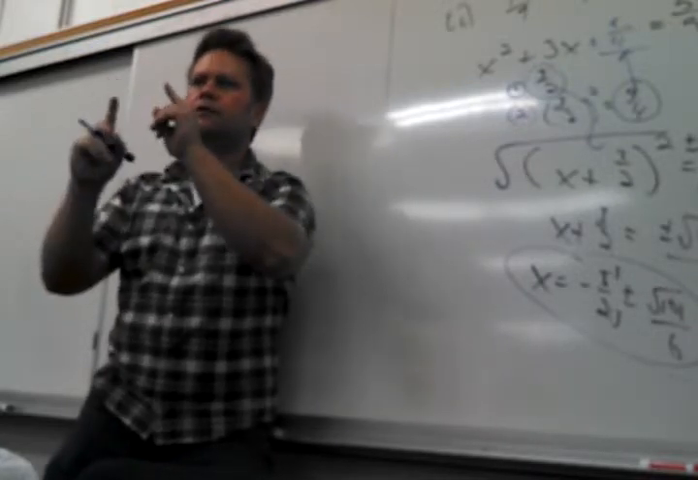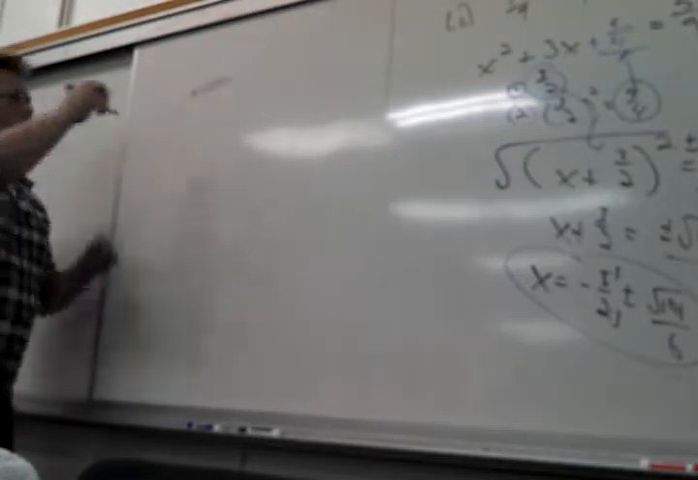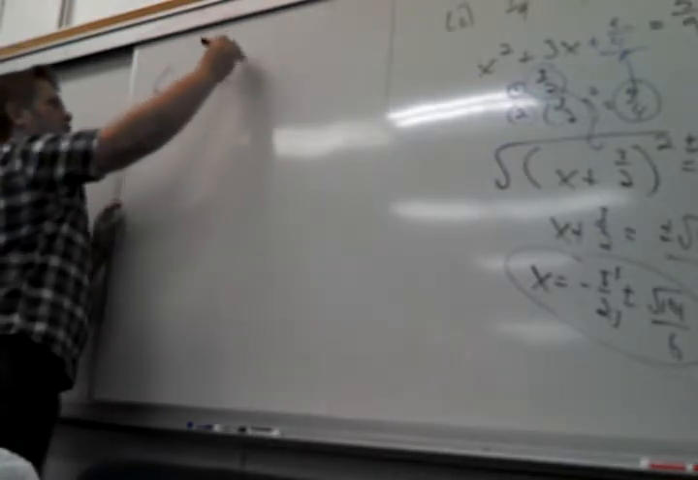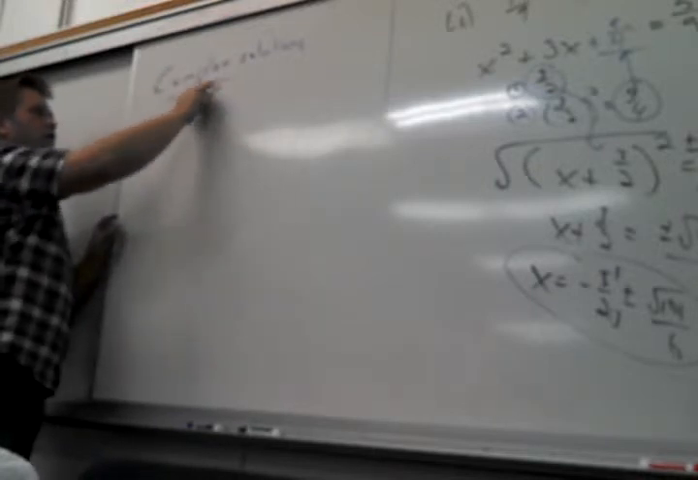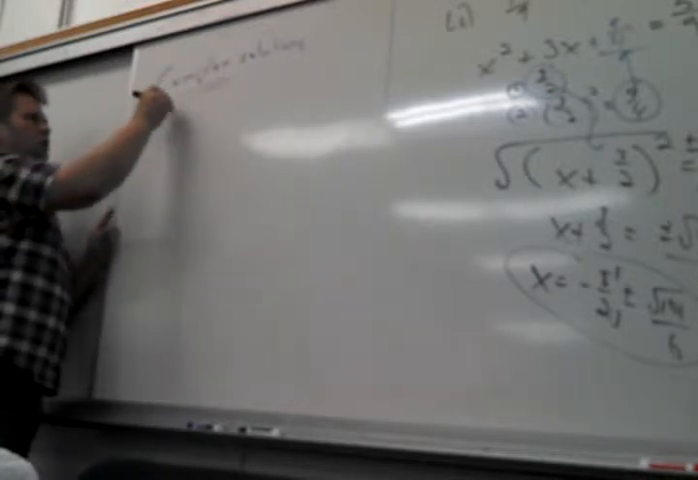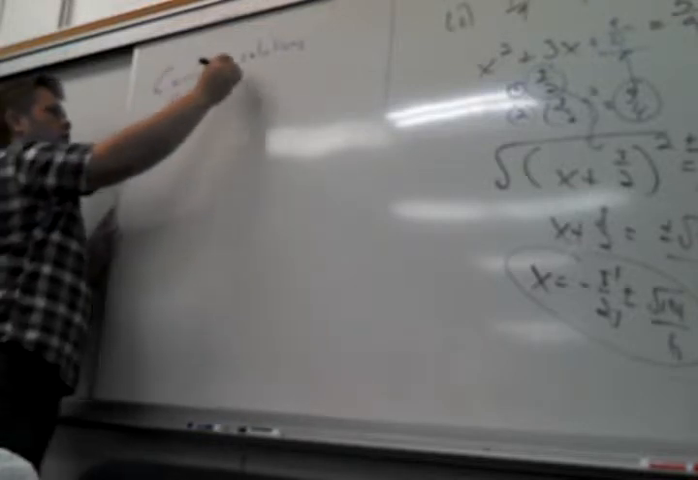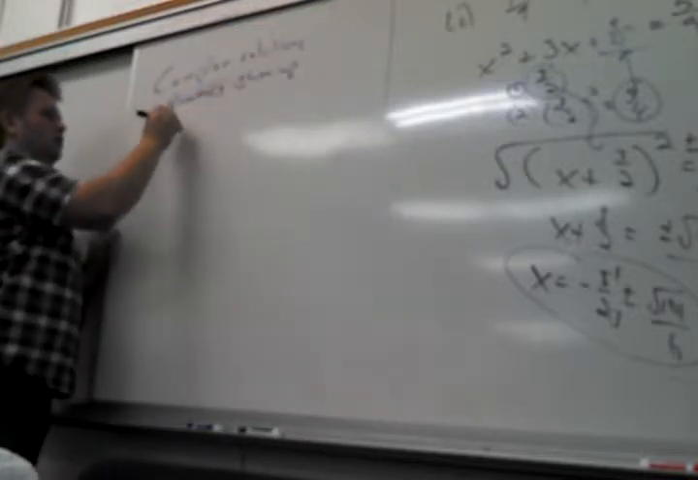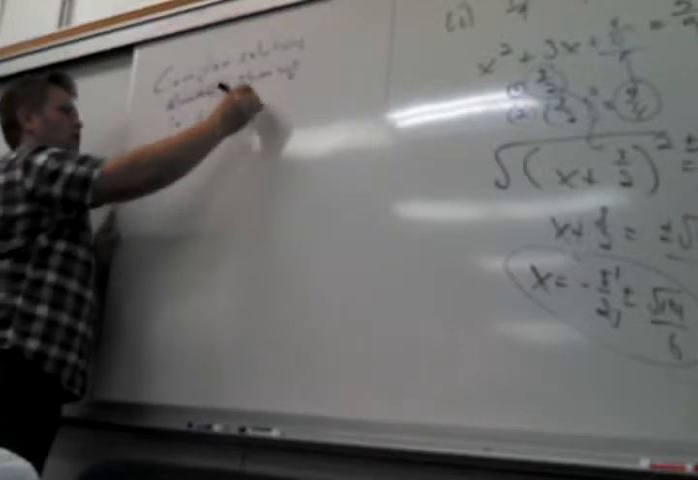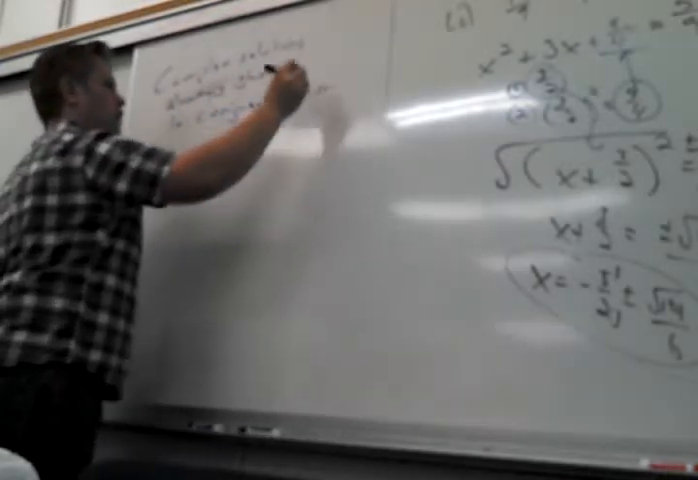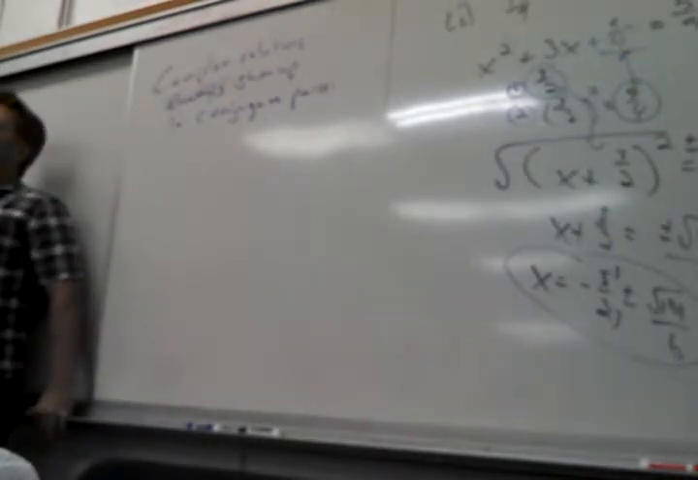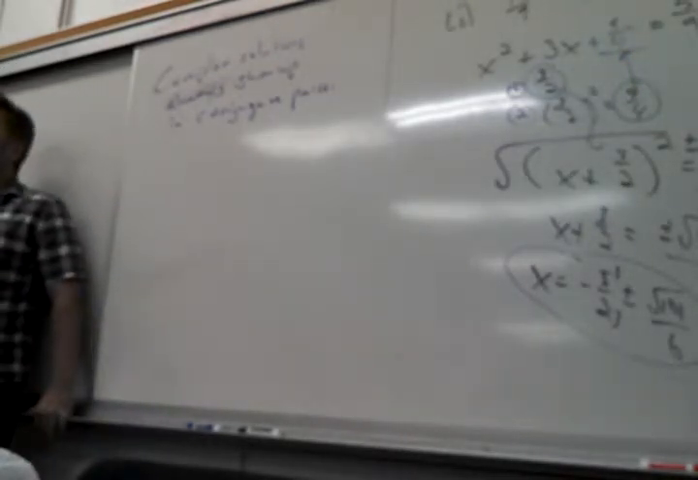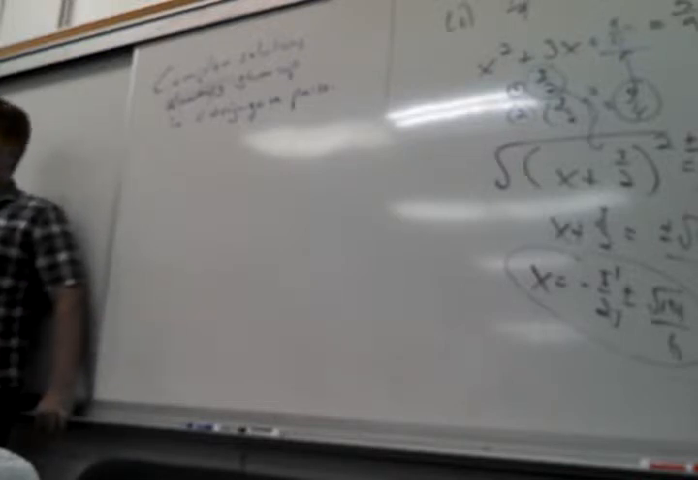Okay, so complex solutions. This sounds like a note. Complex solutions always show up in conjugate pairs. The short version: there are always two complex number answers. You never have one complex answer. You guys with me?